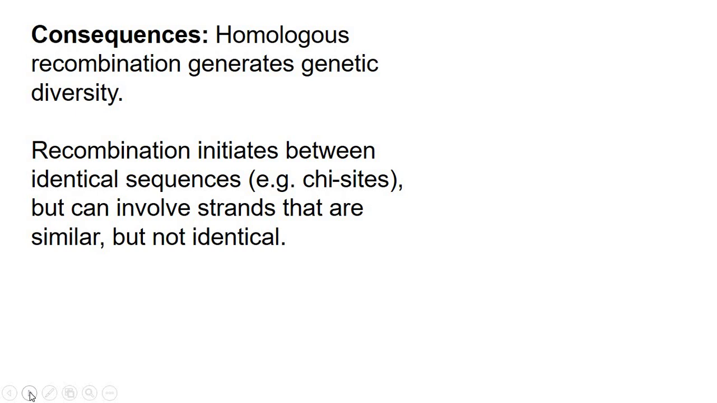Recombination initiates between identical sequences, and as we talked about in the previous set of slides, these are called chi sites. The chi sites are exactly the same sequence. These are identical. That's where recombination initiates. But the strands can be similar. They don't have to be identical, and most of the time these aren't identical, and that's where the genetic diversity comes from, because different alleles of the same gene will have a slightly different sequence than the other one, and that's why one is usually dominant and another is recessive. So these sequences need not be exactly identical, but they need to be very similar.